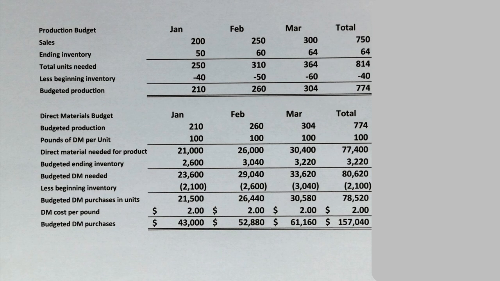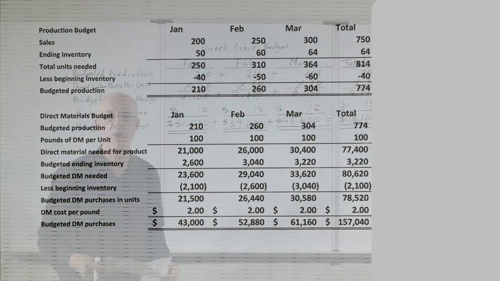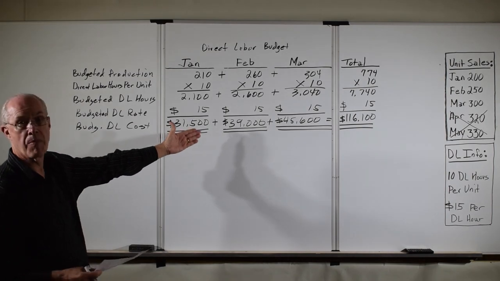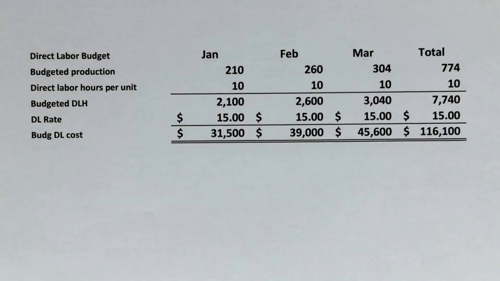And then finally, at the end, we got the number of pounds of direct material, but to get that amount in dollars, we had to multiply by the budgeted cost per pound. So that was pretty involved. Then we moved on to this budget, the direct labor budget. Took just a few minutes. So we've done three very important budgets in the budgeting process. They're all part of the operating budget, sometimes called the master budget.